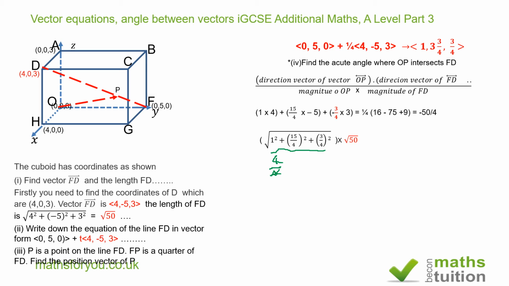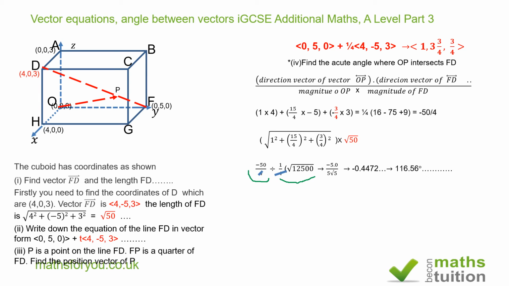So the square root of 1 over 16 is a quarter. So a quarter is a factor for all of these 3 terms after we've done the square root. So we end up with the numerator, which is 50 over 4, divided by the denominator, which is this one here. So these 4's will cancel out.